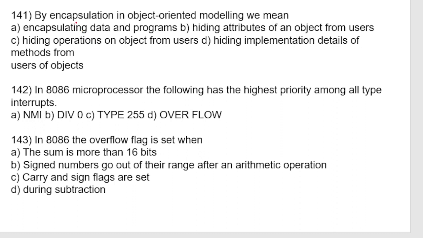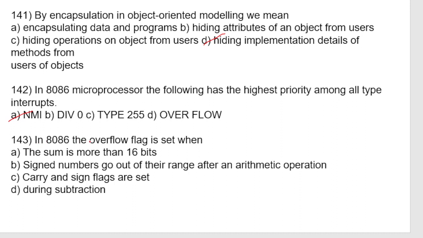By encapsulation in object oriented modeling, we mean encapsulating data and programs, hiding attributes of an object from the user, hiding operations on an object from the user, or hiding implementation details of methods from users of objects. So option D is correct, hiding implementation details of methods from users of objects. In the 8086 microprocessor, the following has the highest priority among all types of interrupts: NMI, DIV0, type 255, overflow. It is NMI.